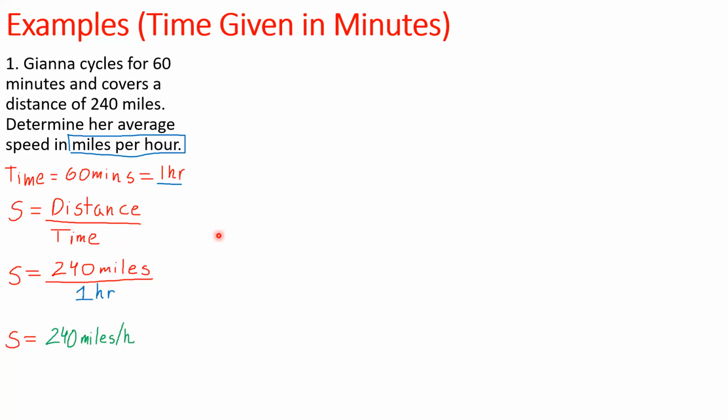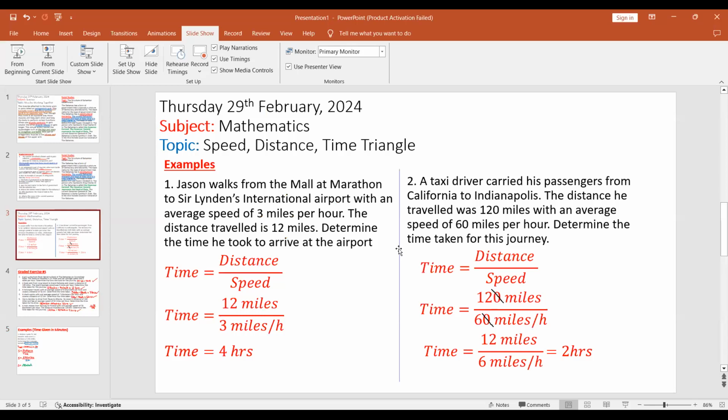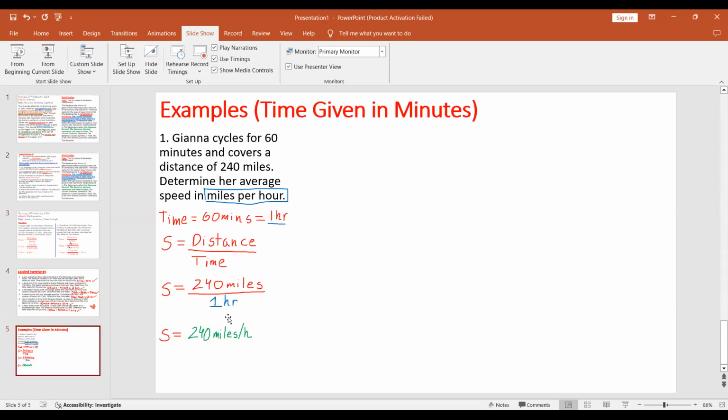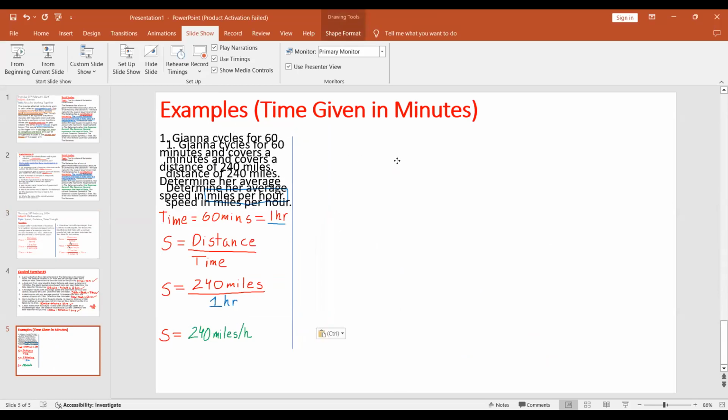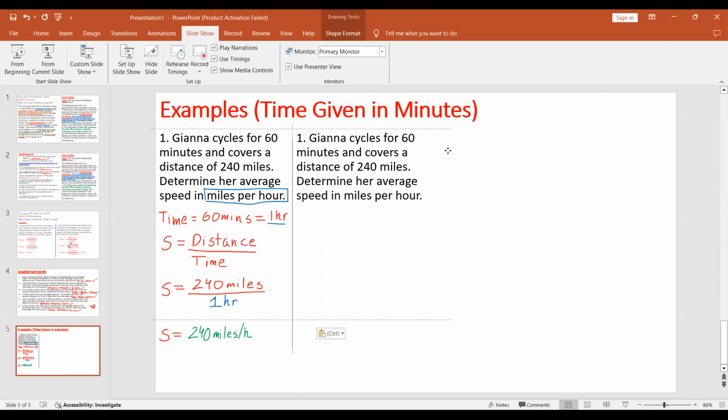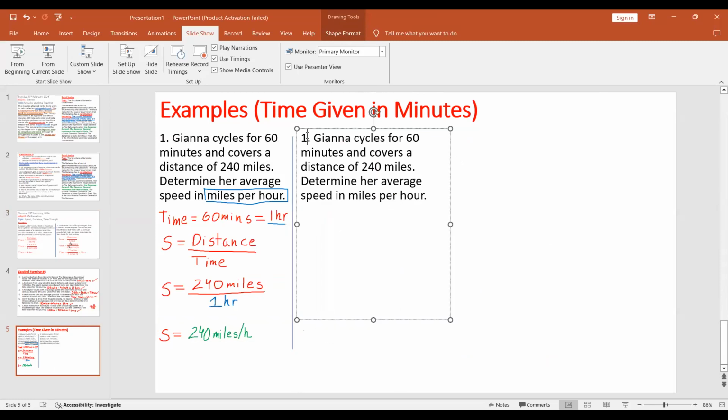Now, let's do another example. Again, these are just going to be examples where I'm going to keep the same person. So Gianna cycles, let's say, this time for 30 minutes and covers a distance of 240 miles. Determine her average speed in miles per hour.